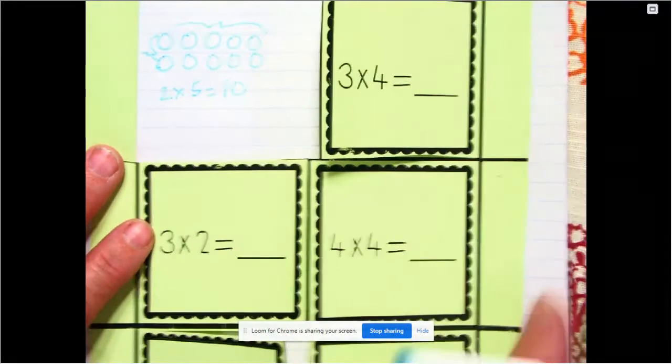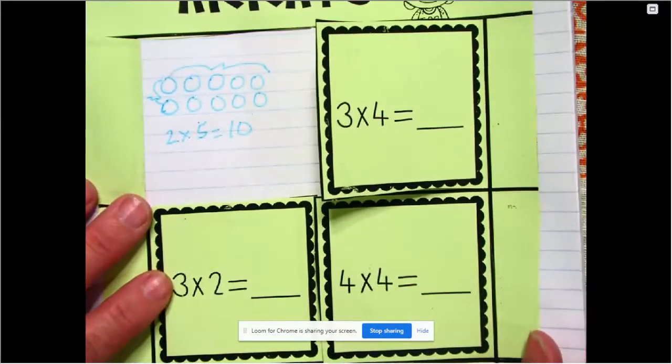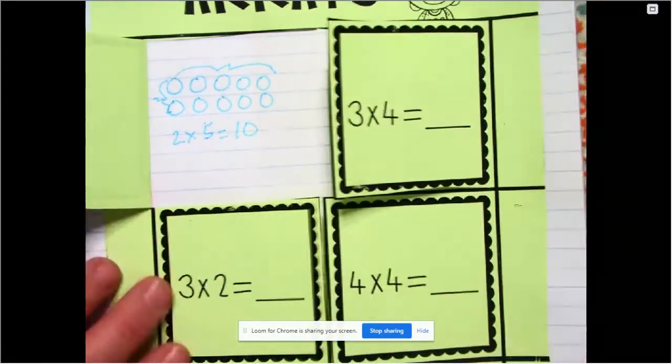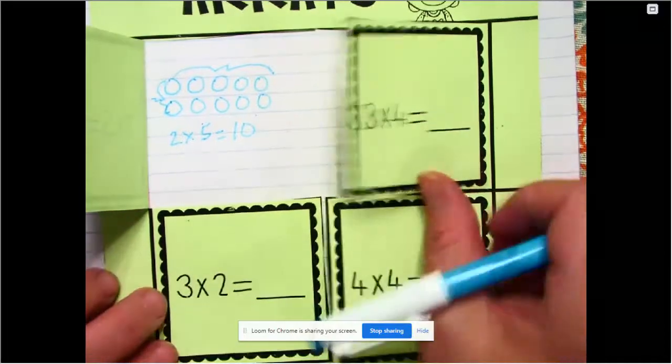Go ahead and pause if you need more time to get things written down, because I know sometimes I write really fast. You take your time and get it written down nicely.